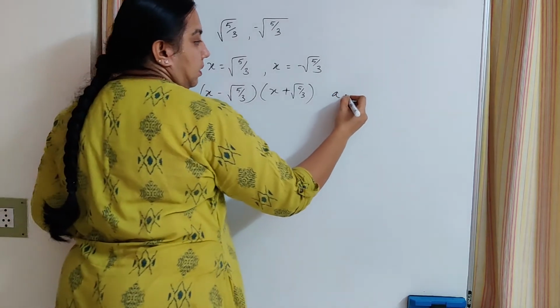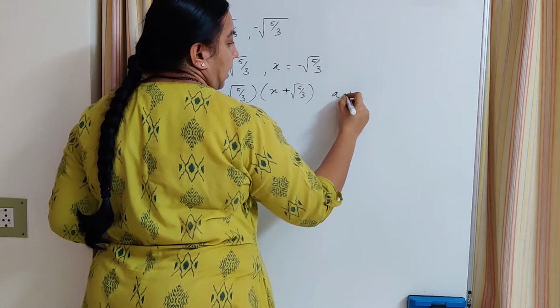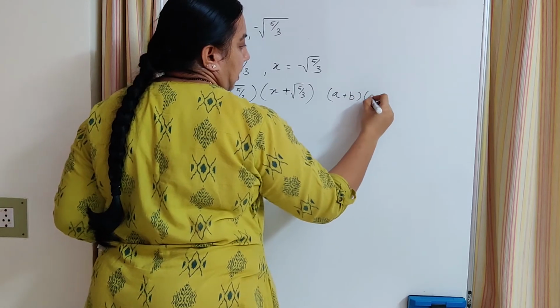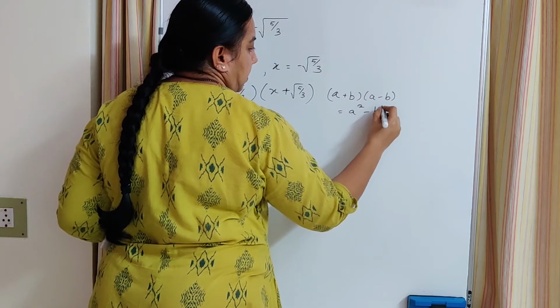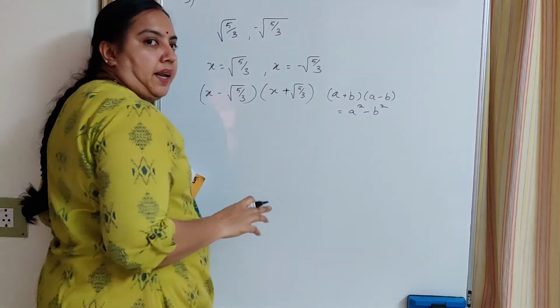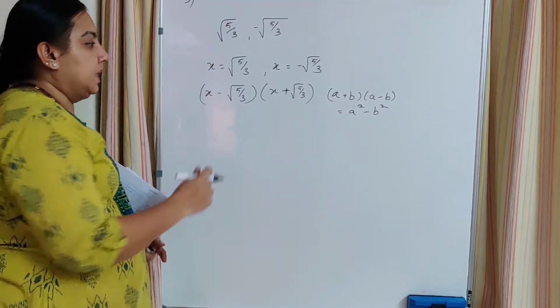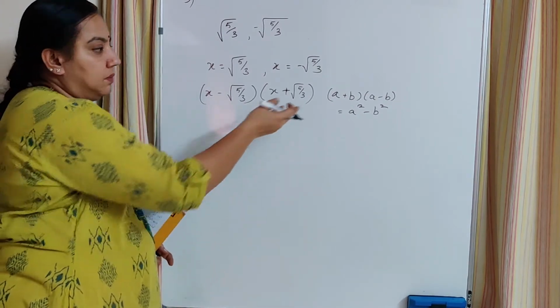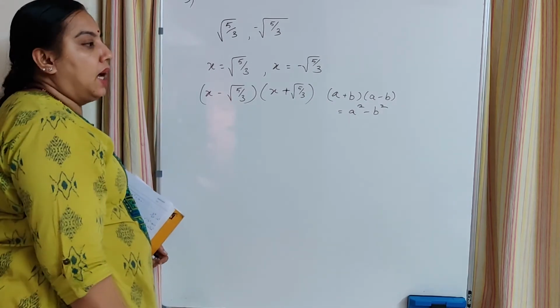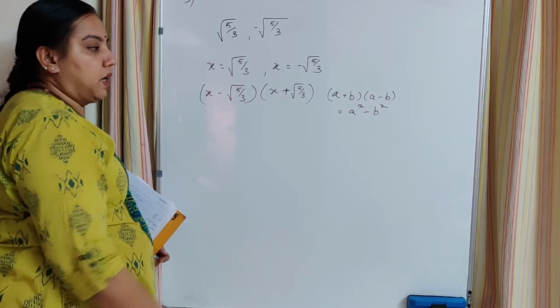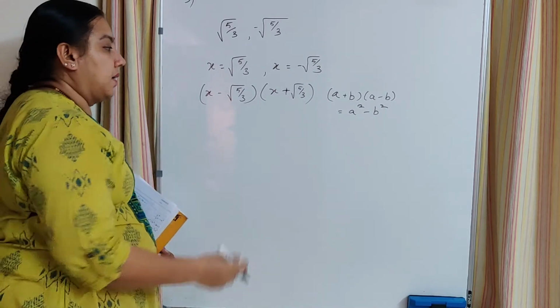(a plus b) into (a minus b) is equal to a square minus b square. Even if it is not looking like an identity, you are supposed to multiply. Usually they give some identity only. Here the identity is (a plus b) into (a minus b) equals a square minus b square. One of the most important identities.